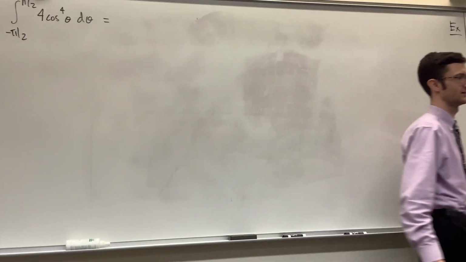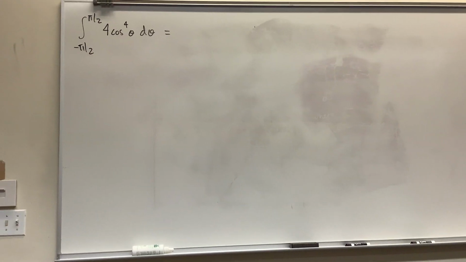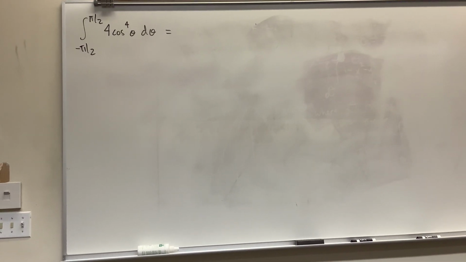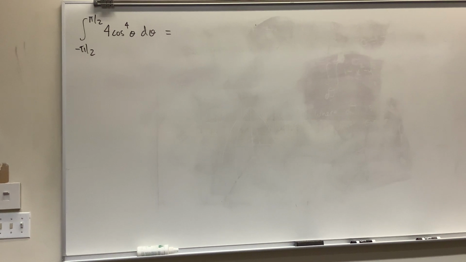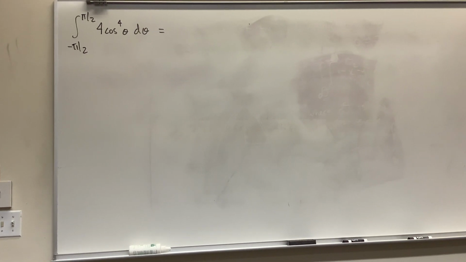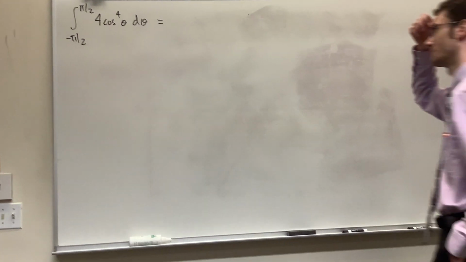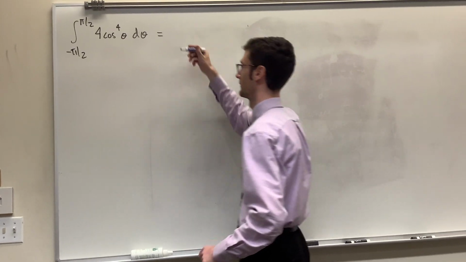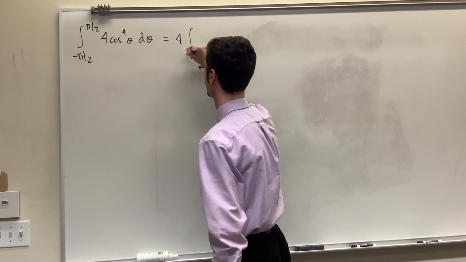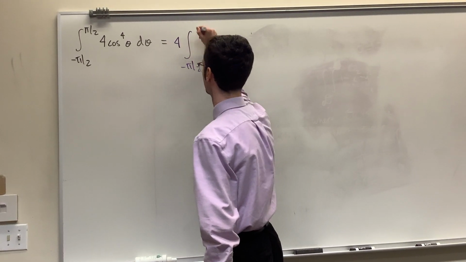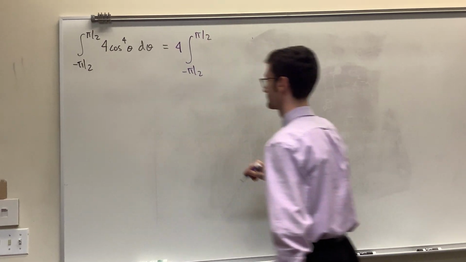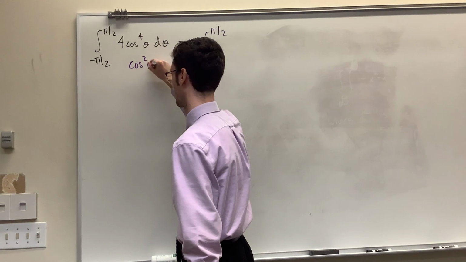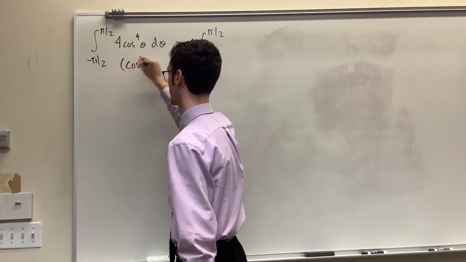Can you break it up into two cosine squared thetas and then use the identity we were using on the previous example? Yeah, that's the idea. So we have to break this into cosine squared, squared. So what we're going to do, why don't we take the 4 out, just so we don't get too cluttered here. This cosine to the 4 is cosine squared, squared.